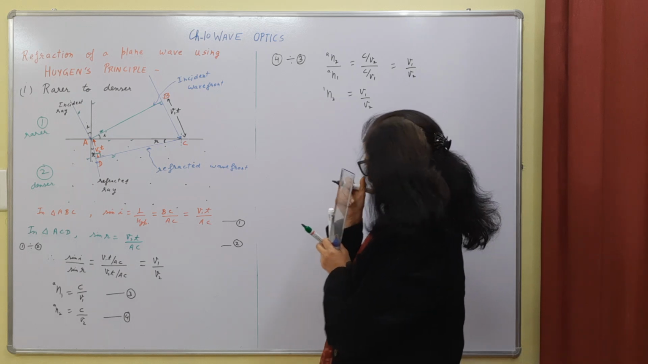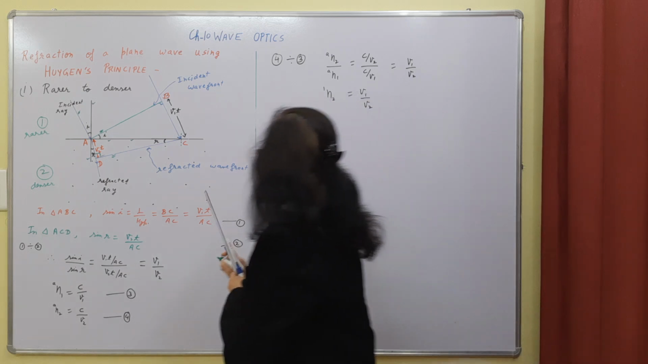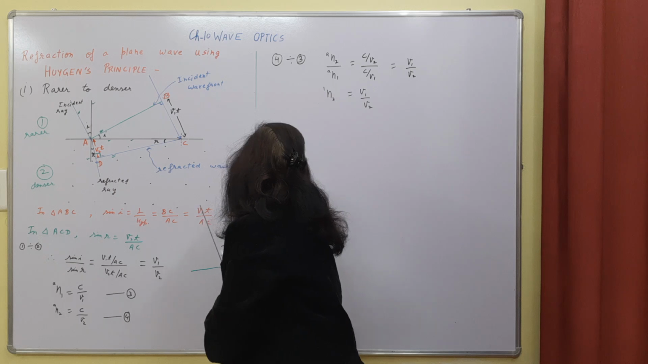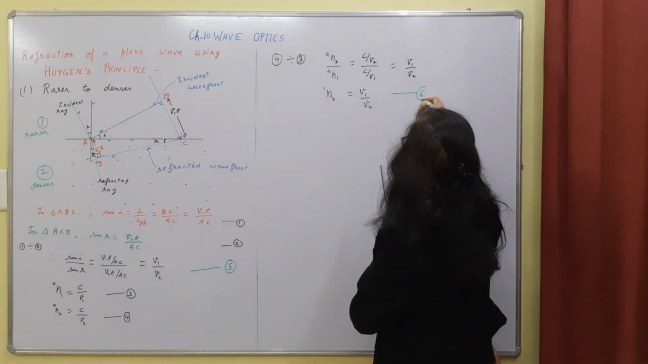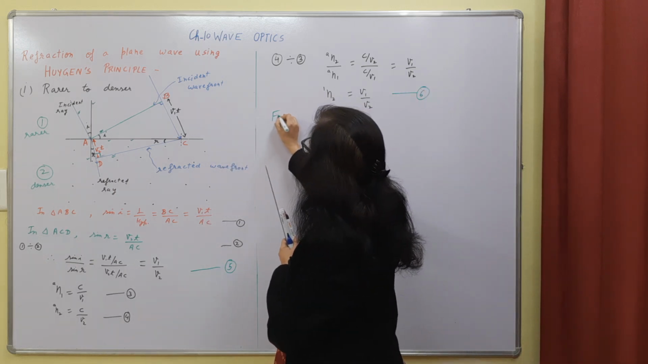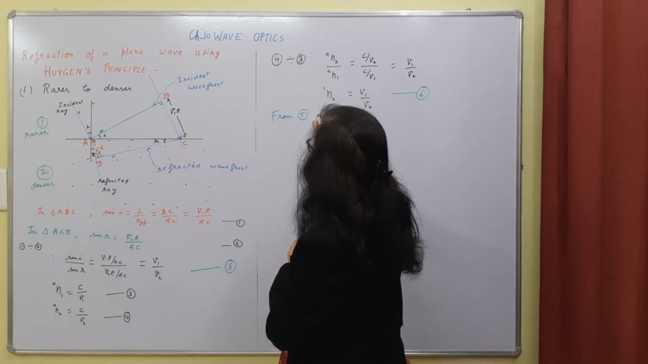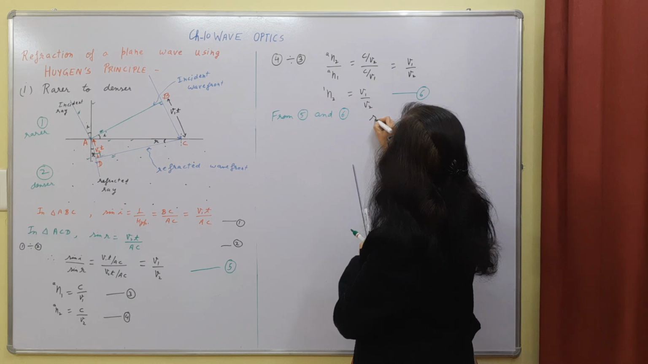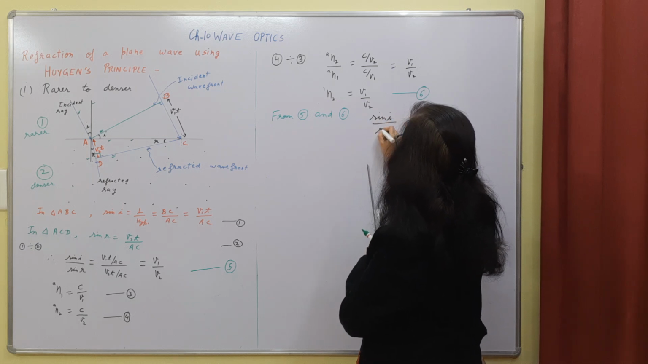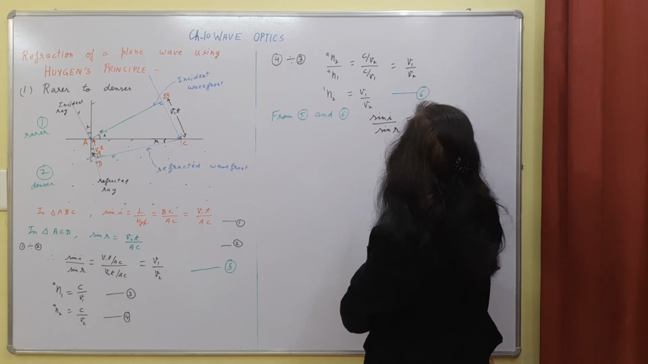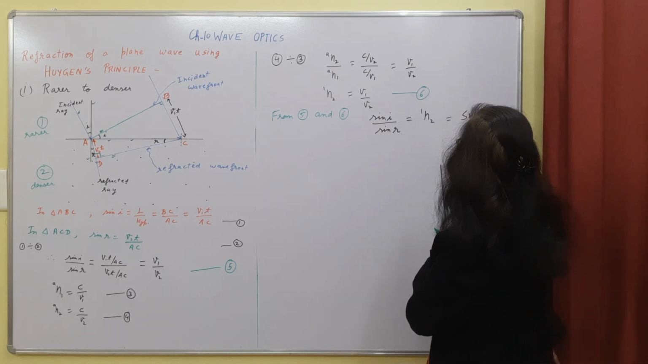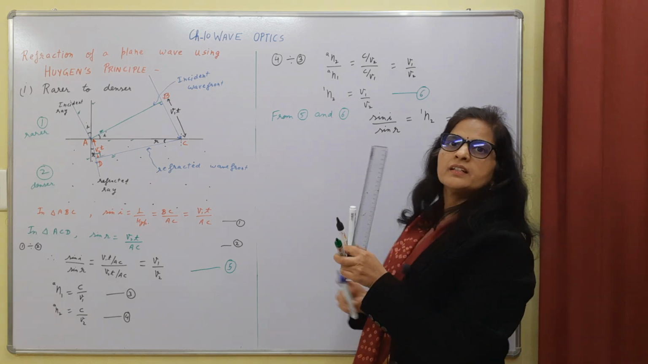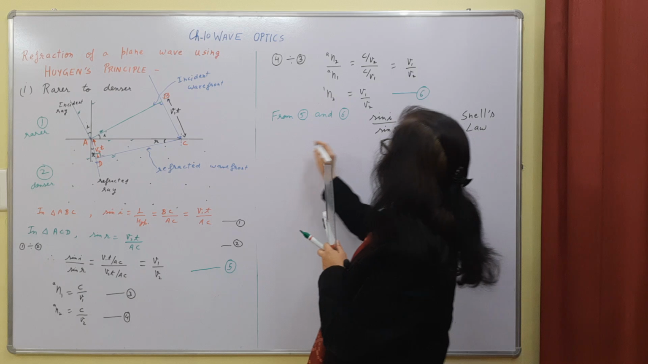If we mark this as equation 5 and this as equation 6, from 5 and 6, sine i upon sine r is equal to n2 with respect to 1, and this is Snell's law. So you can say that here this first law of refraction is proved.